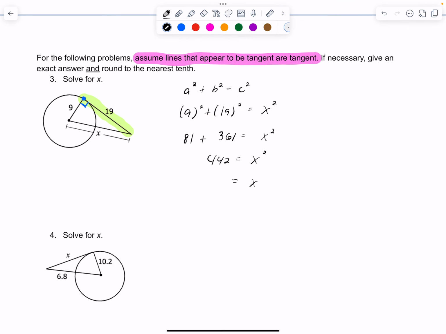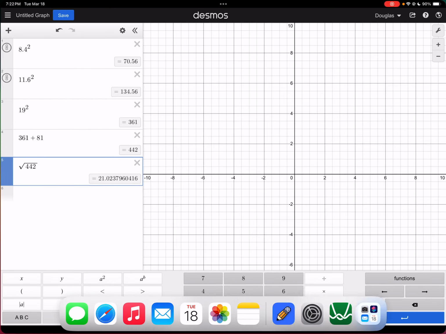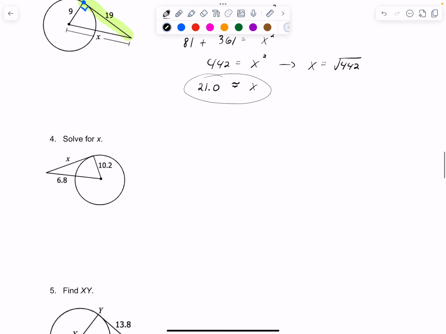So approximately 21, I was right, 21.0 units. All right, that is x there. The exact answer would be x equals the square root of 442. And if you want to break that down, you could. Okay, let's do number 4.